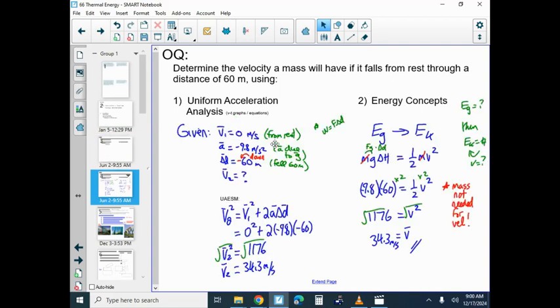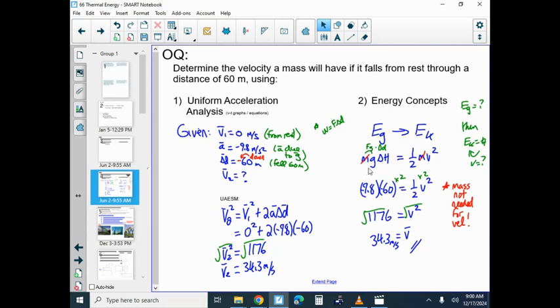The work you should do, if you're to use uniform acceleration concepts, is calculate the final velocity directly that way. Or if you use energy concepts, you'd be able to say that the gravitational potential energy is just converted into kinetic. You'd be able to cancel out the masses. Here the mass didn't matter anyways because acceleration due to gravity doesn't depend on mass, right?